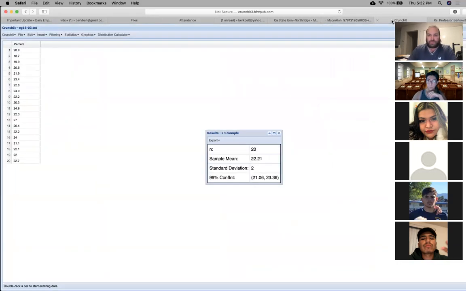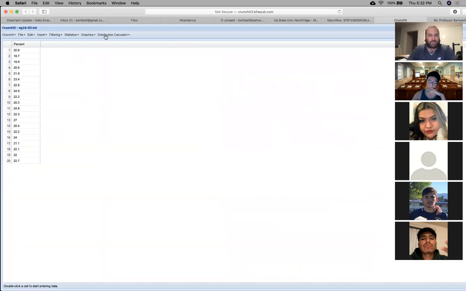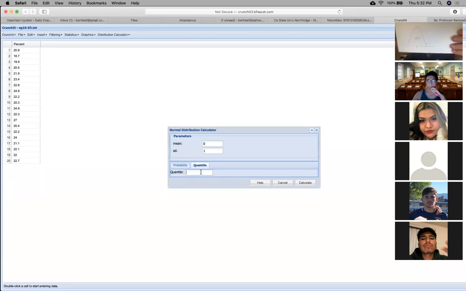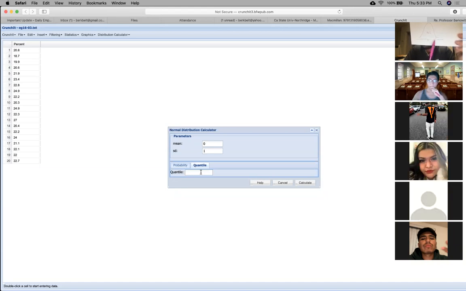Let's go to Crunch It. And let's do a normal. And this time it's quantiles. And we're using 0, 1. But what number are we going to put in here? That's the question. So remember what quantiles is. It's how much is to the left of that value. We're looking for this number right here. How far do we have to go until we've obtained 95%? What's to the left of this value right here? What percentage? 2.5. Well, no, that's to the right. How much is to the left?